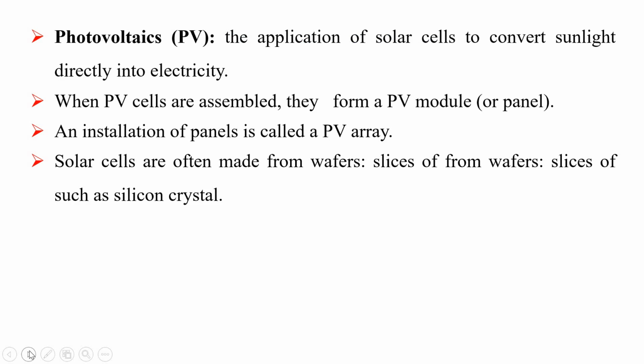The application of solar cells to convert sunlight directly into electricity is photovoltaic energy or photovoltaic power. It is the most important application, where sunlight is directly converted into electricity. The PV cells are assembled into what is called a PV module or panel, meaning photovoltaic panels, and an installation of panels is called a photovoltaic array. Solar cells are often made from silicon, meaning silicon crystals are used.